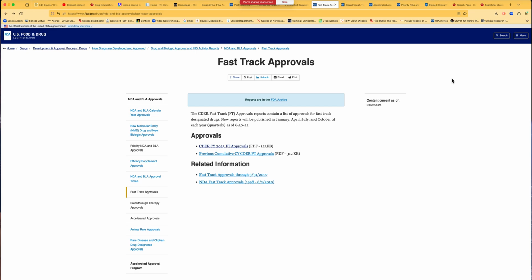The storage area for the fast track approvals by FDA is in this web page. This is www.fda.gov/drugs/NDA-BLA-approvals. Here, this is not a database. This is just a tabulated summary of the approvals, fast track approvals of drugs in 2023.